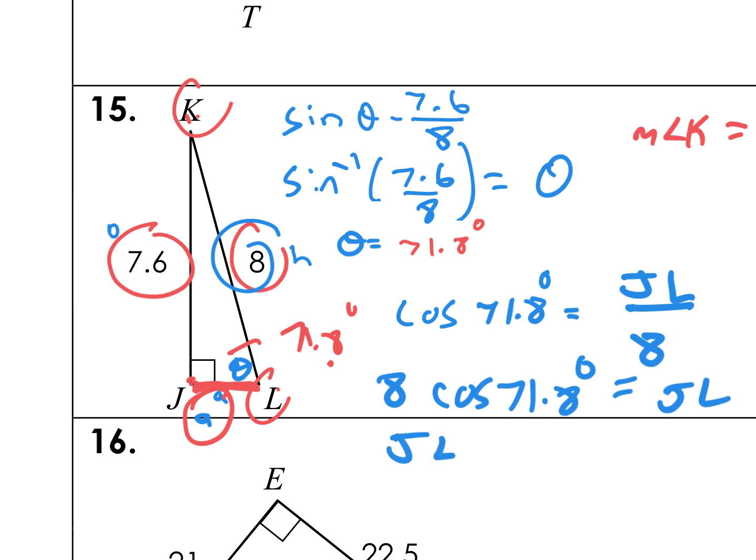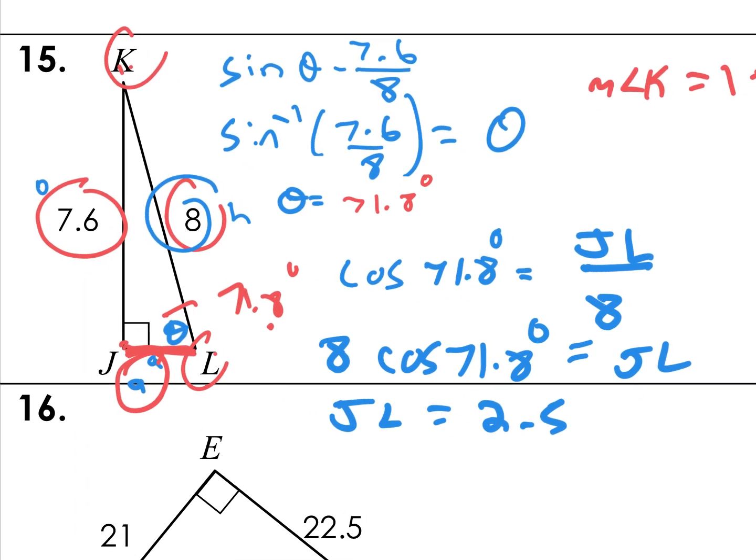JL, he says, is... did anybody else get 2.5? Yes. Say it again. Should it be tangent? Of K?